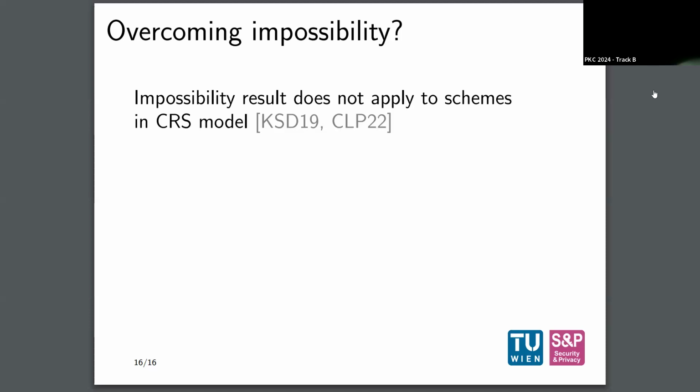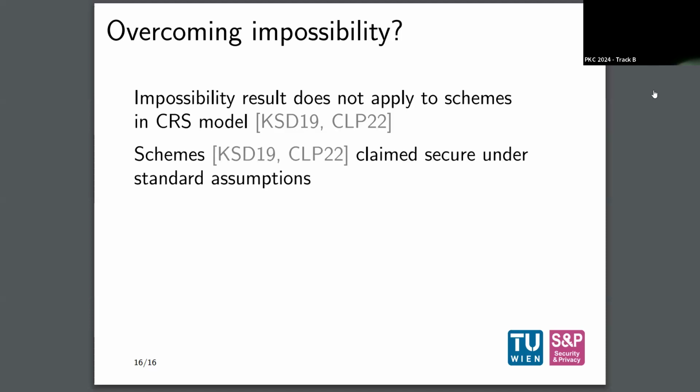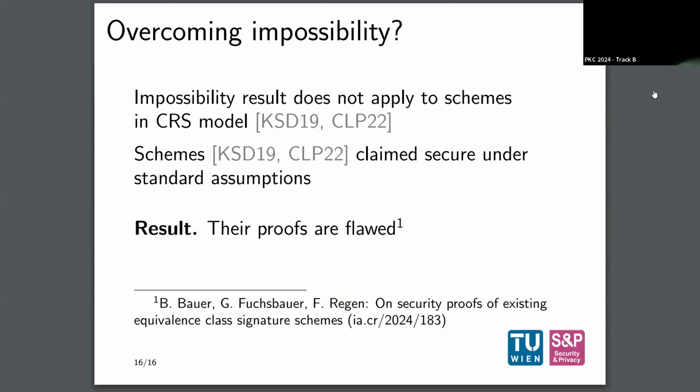And those schemes in the CRS model were claimed secure under standard assumptions, but a recent paper from Balthasar and Georg showed that their proofs are in fact flawed. So sadly, this does not apply yet. And another avenue that we are taking now, as in where do we move from here, is what happens in the AGM. And we are confident that we can prove that EQS are secure in the AGM also, which is the algebraic group model. But yeah, thanks a lot.